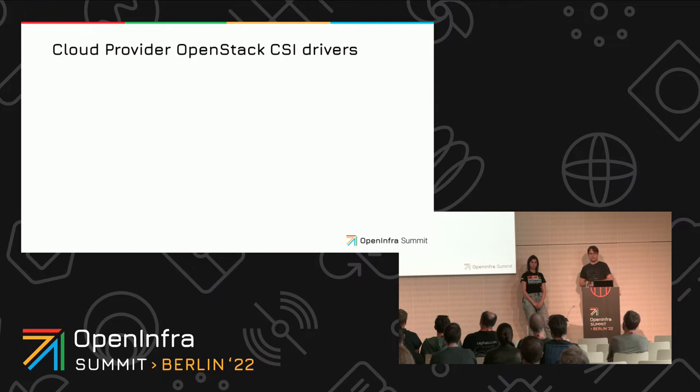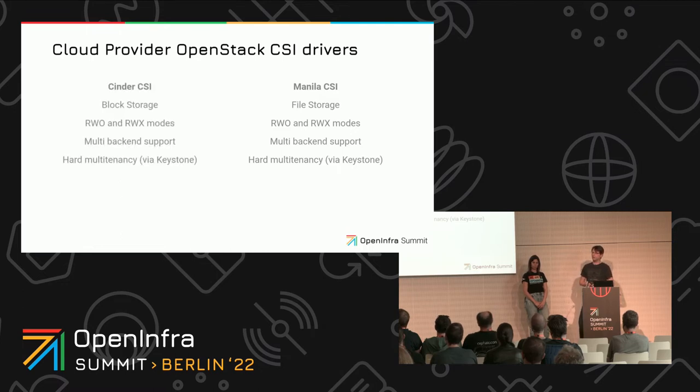So one department could run a completely different set of deployments or workloads than the next department. But it's not only about isolating the compute workloads, but also about isolating storage workloads. And part of that is provided by the Cinder CSI and Manila CSI drivers that are part of the cloud provider OpenStack. They actually share some set of features. For example, both of them provide specific access modes. I will get to that in a minute. In this case, it's read-write-once and read-write-many modes. Both of them provide access to multiple backends and hard multi-tenancy using Keystone. The major difference from a user point of view is the kind of storage that you expose, with Cinder CSI providing access to block storage and Manila CSI to shared file storage.